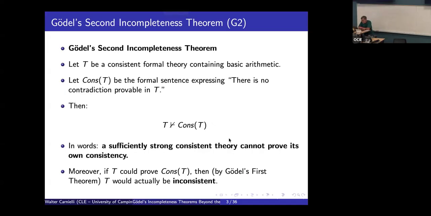Now, the second theorem says, again, let T be a consistent formal system expressing that there is no contradiction provable in T. Then T cannot prove its own consistency. In other words, a sufficiently strong and consistent theory cannot prove its own consistency. Moreover, if T could prove the consistency of T, then by Gödel's first theorem it would actually be inconsistent. It means the following: the second theorem is a corollary, a consequence of the first one, and that's why some people say there exists just one Gödel theorem.